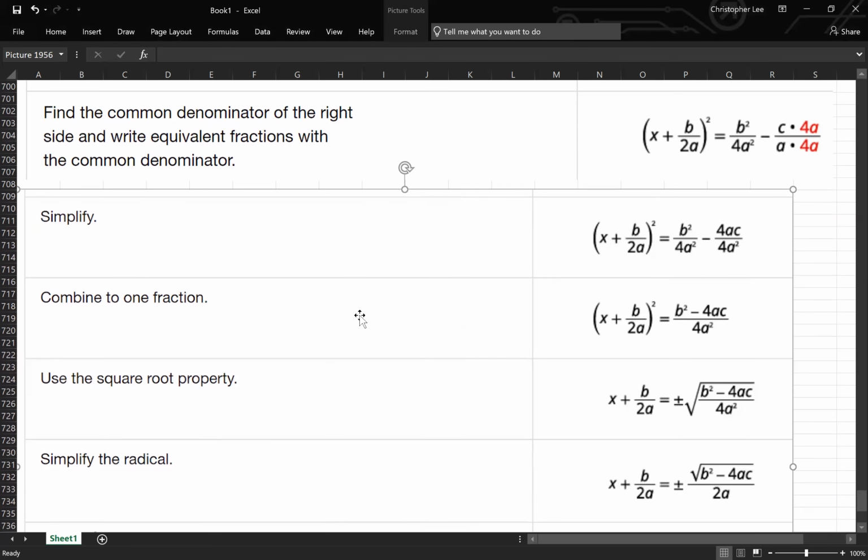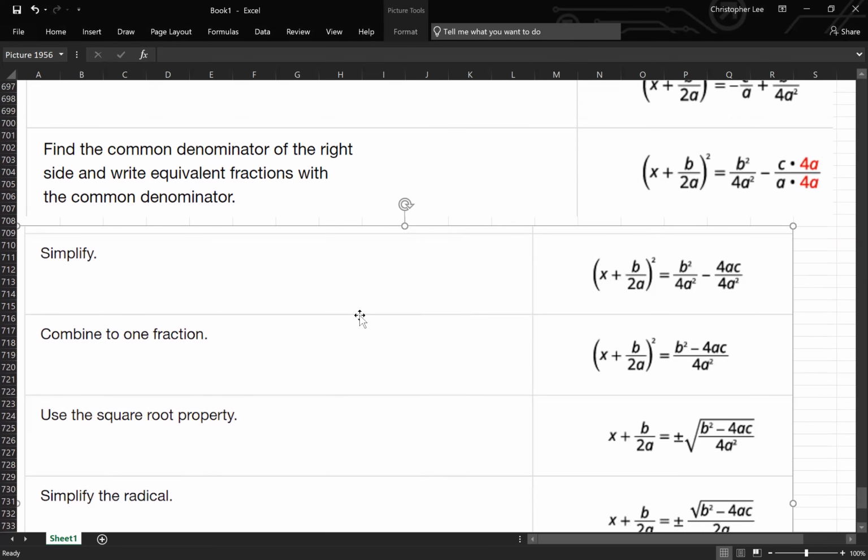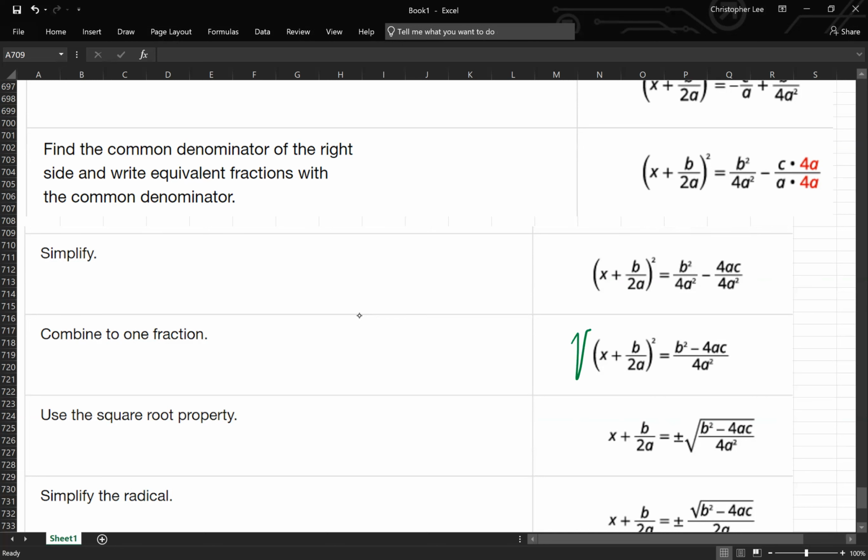So now, let's simplify this down a little bit. I still have x plus b over 2a squared is equal to b squared over 4a squared minus 4ac over 4a squared. I got the same denominator, so now I can subtract. So now I have b squared minus 4ac over 4a squared. Now, all I want to do is solve for x at this point. So what do I do to solve for x? I'm going to square root both sides. What I do to one side, I have to do to the other. Boom.